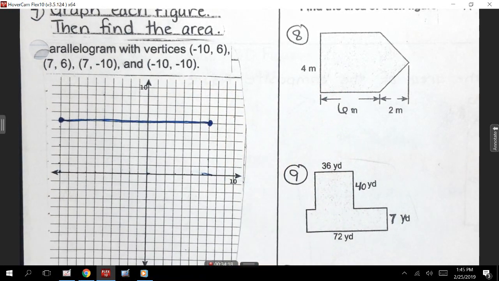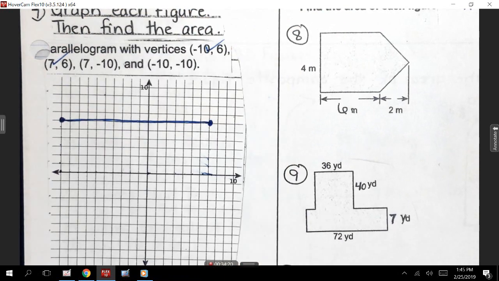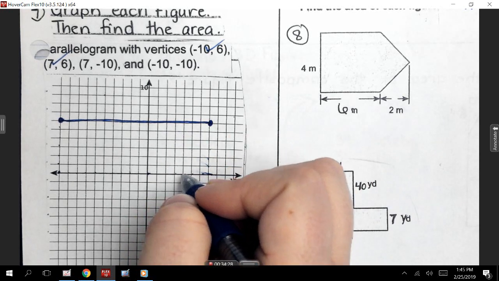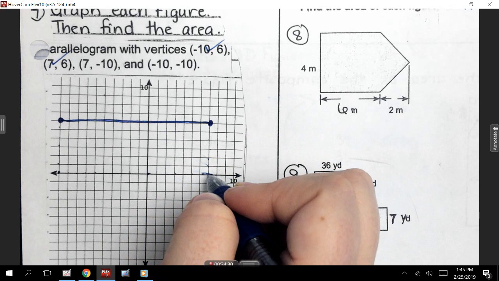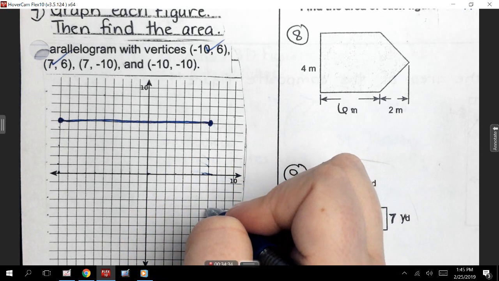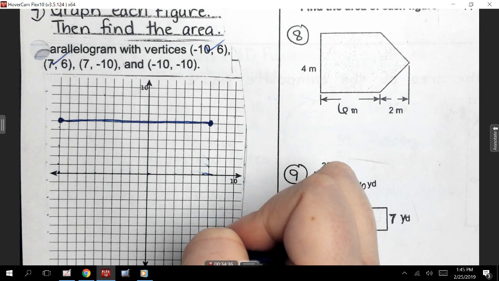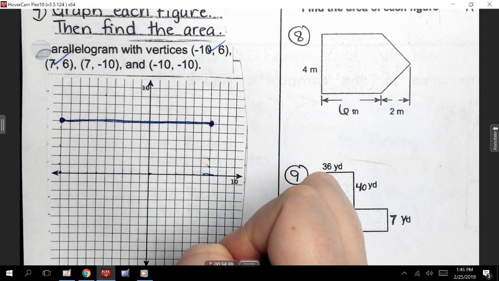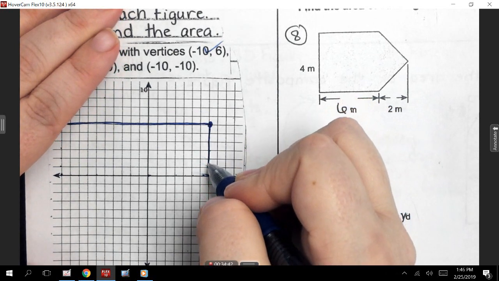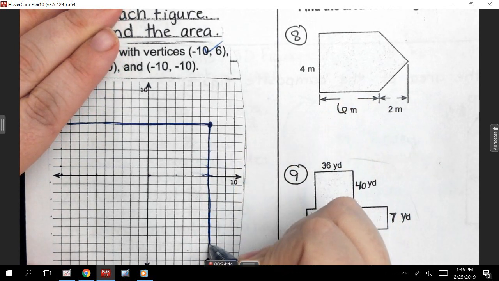Now the next one. So I've graphed the first, the second. What's going to be next? How am I going to graph that one? Aaron? You're going to go forward 7. Okay, 1, 2, 3, 4, 5, 6, 7. Forward 7, and then down 10. Down 10. 1, 2, 3, 4, 5, 6, 7, 8, 9, 10. Guys, please count carefully, and it might help to count a little slowly so we don't miss any lines.